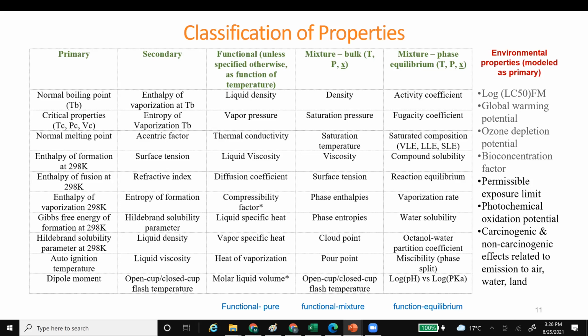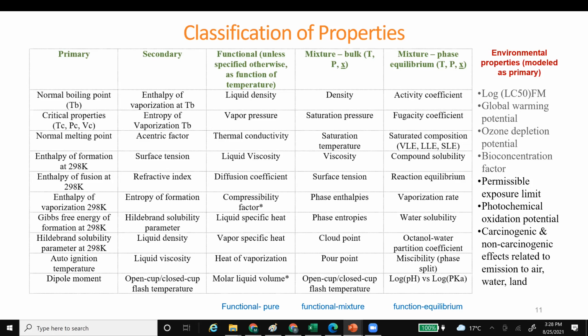The next is the third column, where the property, again, is pure compound, but it is a function of temperature and pressure, like density, heat of vaporization, vapor pressure, thermal conductivity, viscosity, diffusion coefficient. All of these are functions of temperature and pressure for the pure compound. So those kinds of properties are also needed. Vapor pressure is very important if we want to know about VOC and things like that.